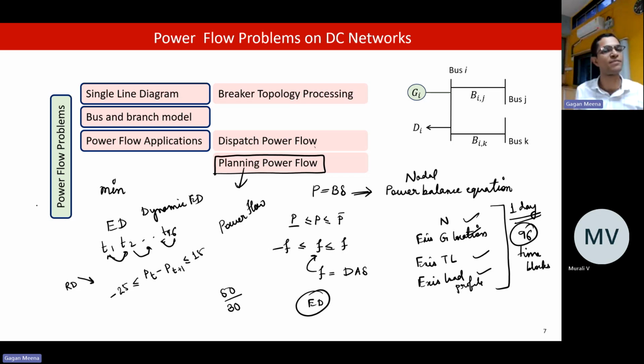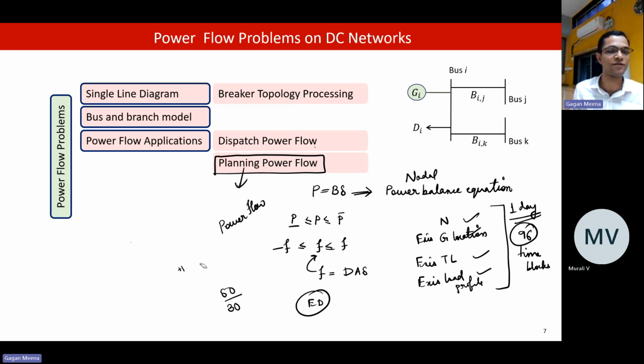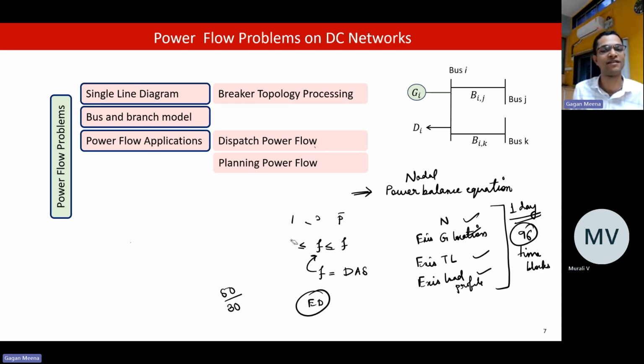And there can be other equipment also. Energy storage can be there, and then we need to model their constraints. There can be other devices, like electric vehicles, whose constraints we need to model. So different equipment can be there, and the equations which we are studying are only a small part of that. That's why this planning power flow will include these power flow equations. These equations are just a subset of that bigger problem.